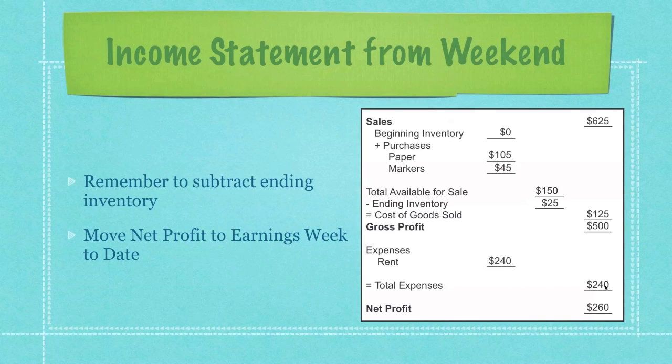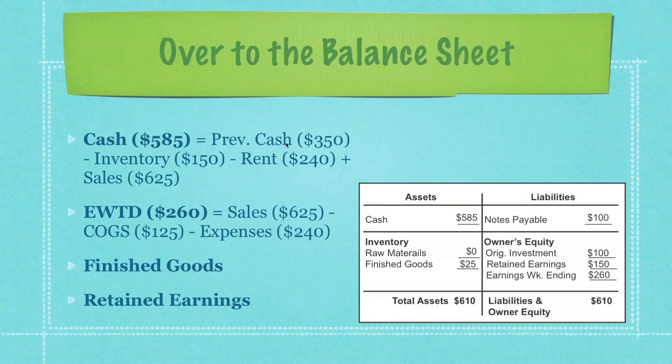Move that expense over here and come to your final net profit, which is also going to be equal to your earnings week to date. And go here again, we can look at how to transfer that over to the balance sheet by taking the previous cash minus the inventory minus rent plus sales. And that's how you get $585 here for cash.